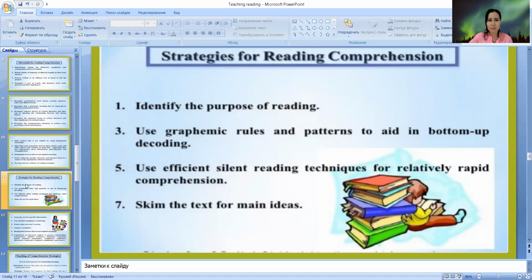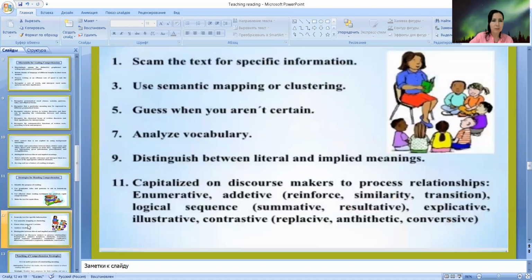The aim of reading: use graphic rules and patterns, that is, bottom-up processing. Use efficient silent reading techniques for relatively rapid comprehension. Skim the text for main ideas. Also skim the text for specific information.